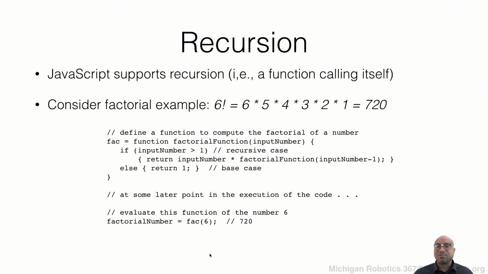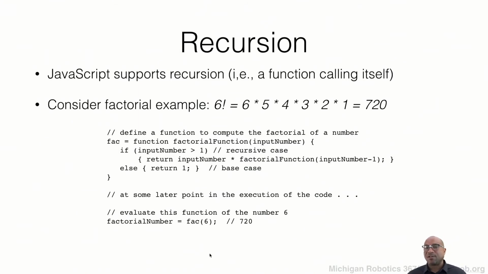With functions, JavaScript supports recursion. Recursion is a function calling itself. A canonical example of this is the factorial function. Imagine we have a function of this form where it considers one of two cases, based off of a value that's given to it, which is a numeric value, an integer value in particular. If that input number is greater than 1, then the function will take that number and call itself with that number minus 1 and retrieve that result.